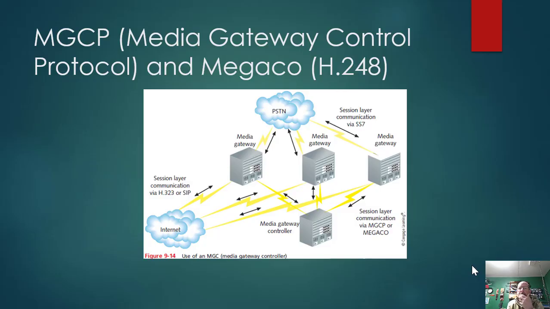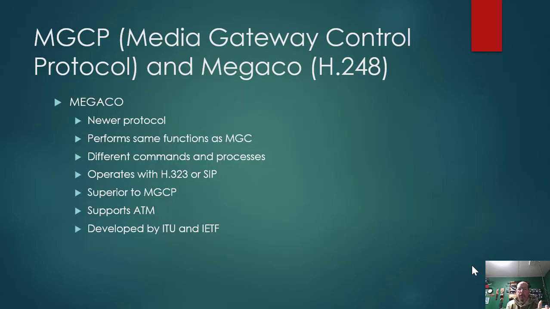Okay, and here's just a graphic of how the public switched network, we have our gateways, okay, accepting the data coming in from the public switched telephone network, then it gets broken up and turned into voice over IP packets, and then goes out to the internet and back and forth. Okay. Megaco is newer and is more capable than the MGCP. Megaco does support ATM networks and was jointly developed with the ITU and the IETF.